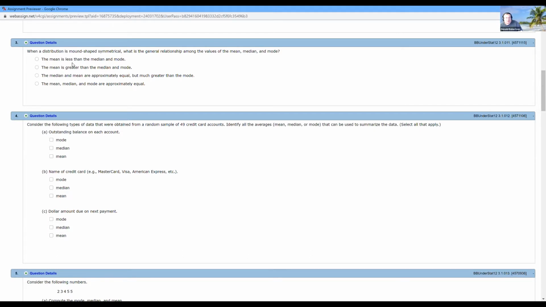What is the general relationship among the mean, the median, and the mode? Is the mean less than the mode and the median? Is the mean greater than it? The median and the mean are approximately equal, or the mean and median and the mode are approximately equal? So I guess we've got a choice here, so I'm picking that one.